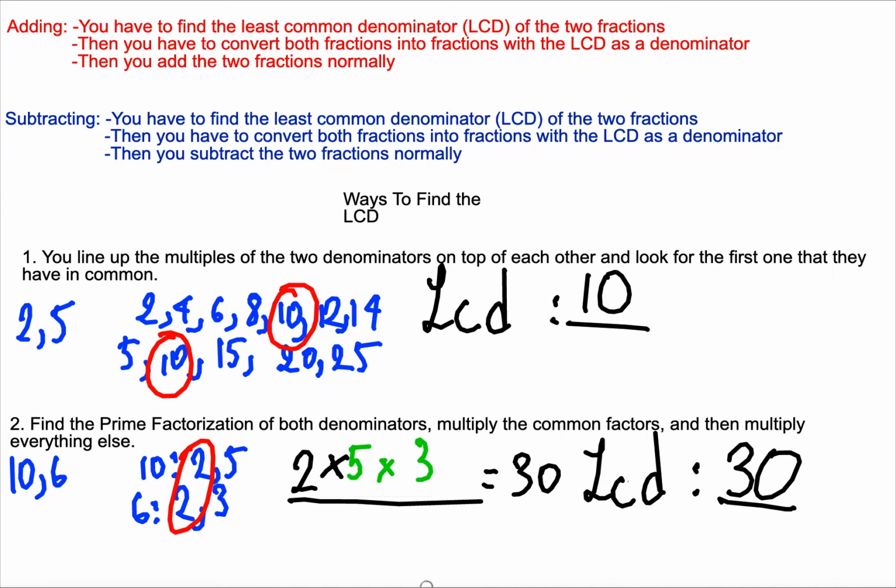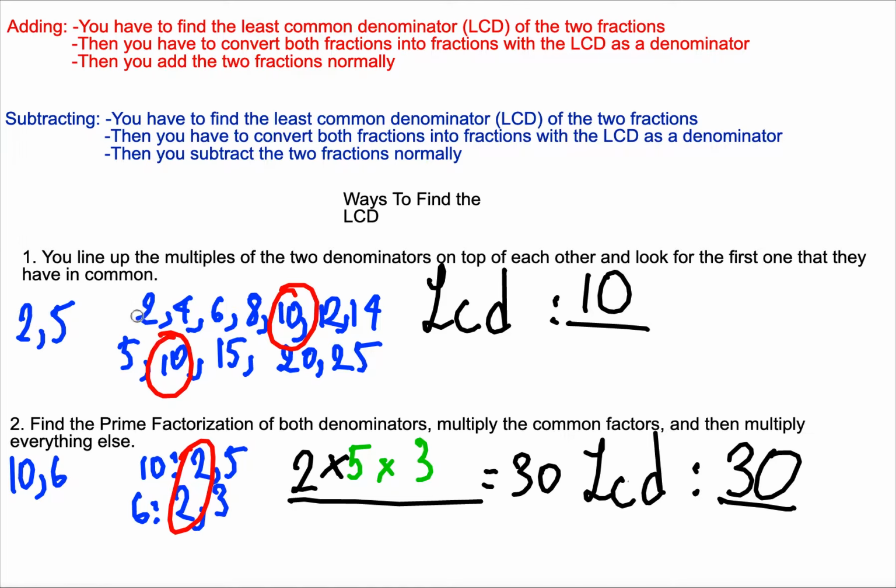There are two different ways to find the LCD. Let's go over the first way. First way is you line up the multiples of the two denominators on top of each other, and then look for the first number that they both have in common. In this example, we have 2 and 5, two different numbers. We write out the multiples of each one. For number 2, 2, 4, 6, 8, 10, 12, 14, and so on and so forth. For number 5, it's 5, 10, 15, 20, 25, and so on.